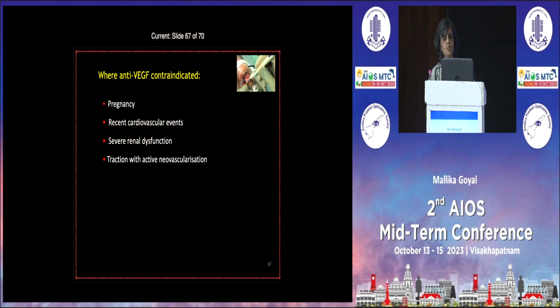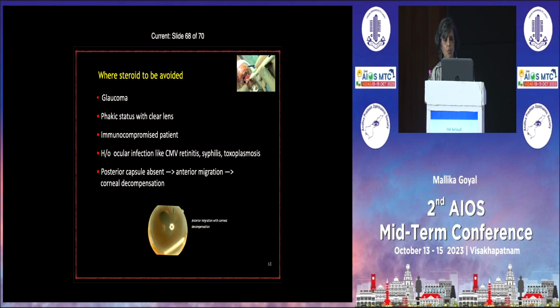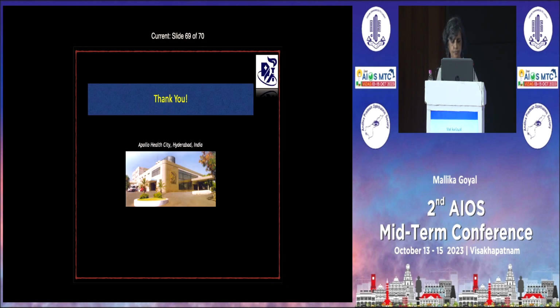So then in all this, where to consider steroids? Only when anti-VEGFs are contraindicated, which is in pregnancy, recent cardiovascular events, severe renal dysfunction, or when there is traction with active neovascularization, because anti-VEGF can increase the traction. Avoid steroids in glaucoma, immunocompromised patients, and where the posterior capsule is absent, because it can migrate to the AC, causing an emergency situation. Thank you.